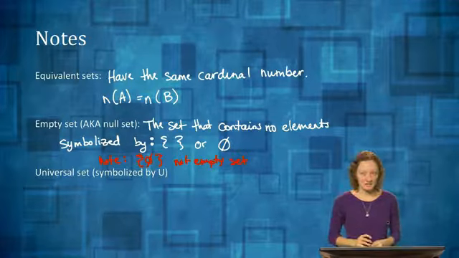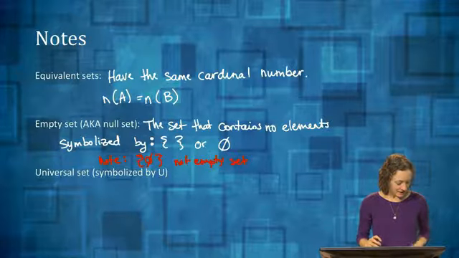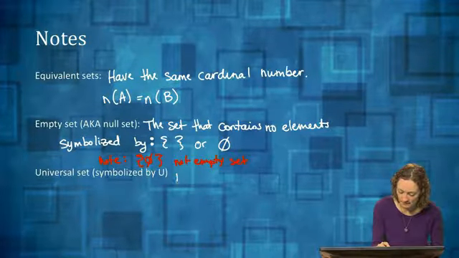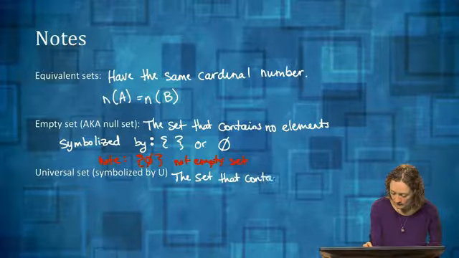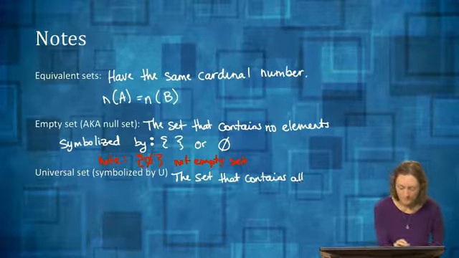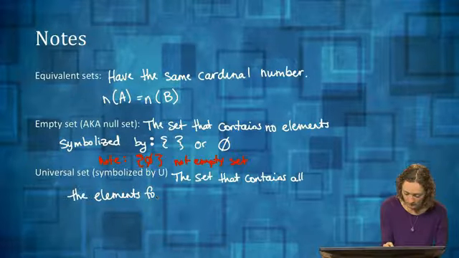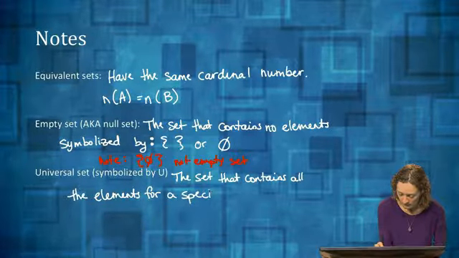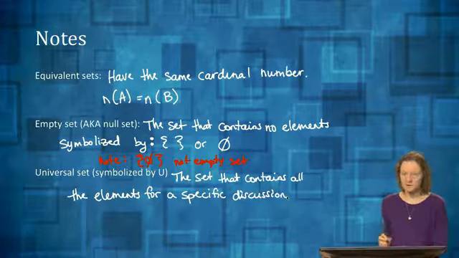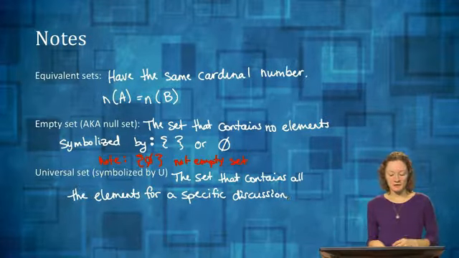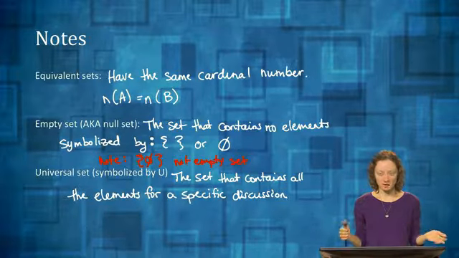Okay, and then the last definition we'll see here is the universal set. This is symbolized by the letter U, and this is a set that contains all the elements for a specific discussion. The universal set is a helpful thing to have so that when we talk about sets inside of this universe, we don't have to worry about every single possible thing.